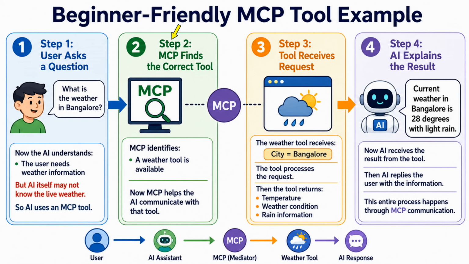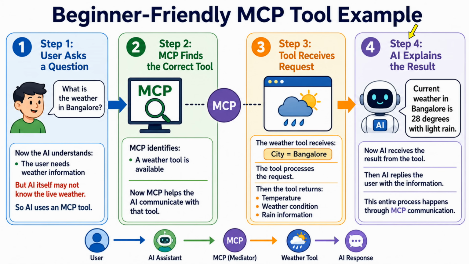Step 2. MCP finds the correct tool. MCP identifies a weather tool is available. Now MCP helps the AI communicate with the weather tool. Step 3. Tool receives the request. The weather tool receives city equal to Bangalore. The tool processes the request. Then the tool returns temperature, weather condition, and rain information.